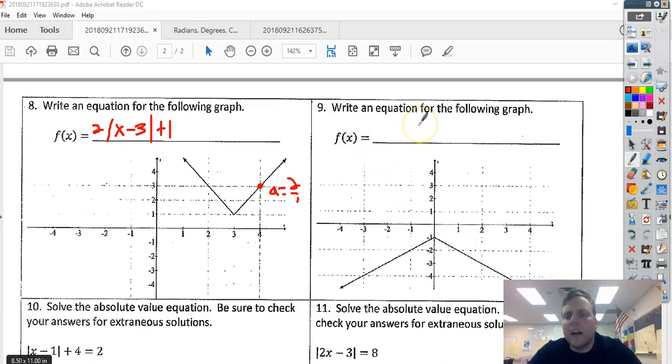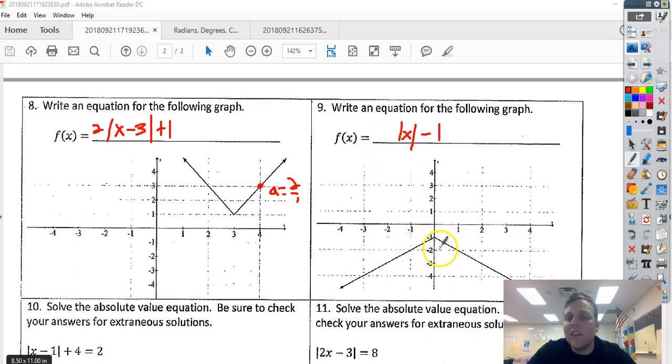It says write an equation for the following graph, and it says f of x equals. We can tell that I didn't shift left to right at all, but I did go down. So clearly it's the absolute value of x, and I did not shift left to right at all, so I close it, minus 1. Let's check the a value. It looks like I went down 1 over 1, so my a value is just 1.